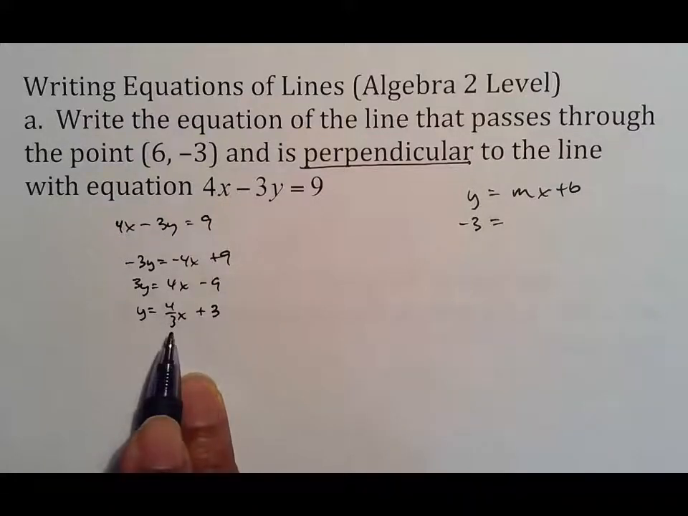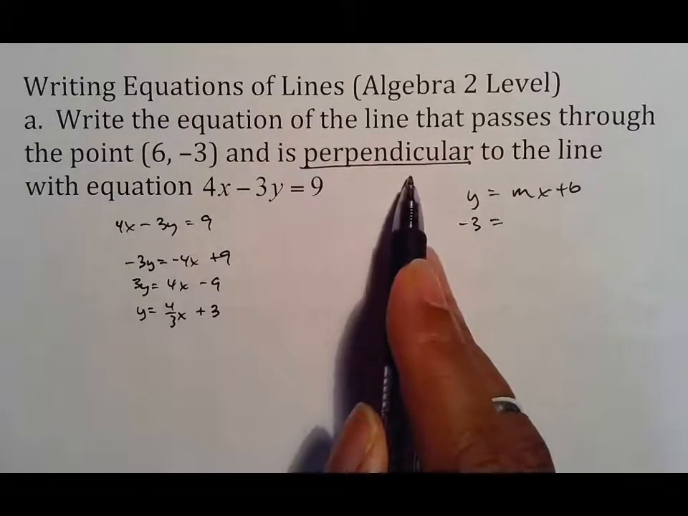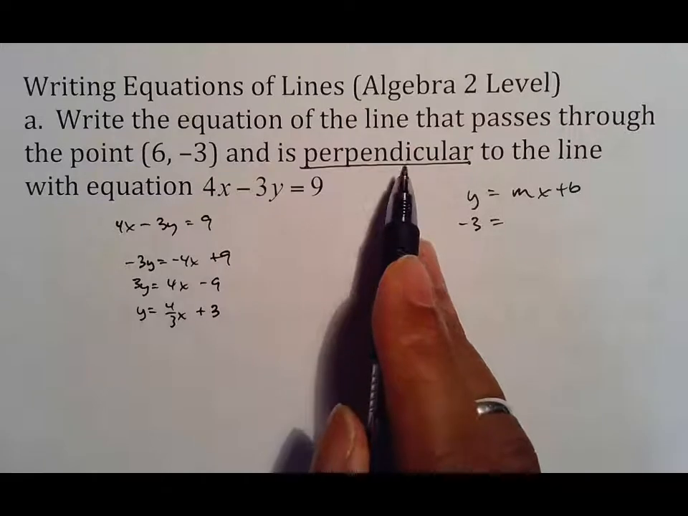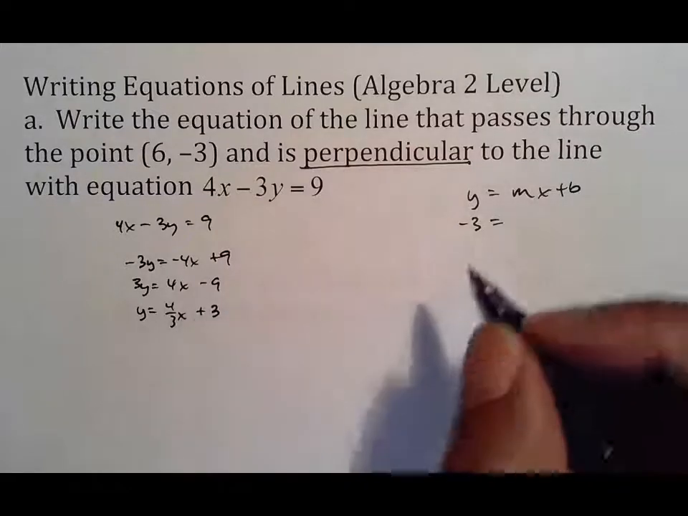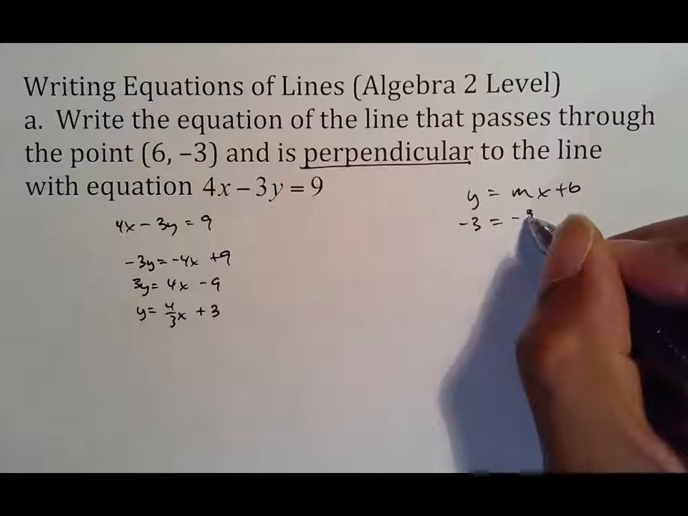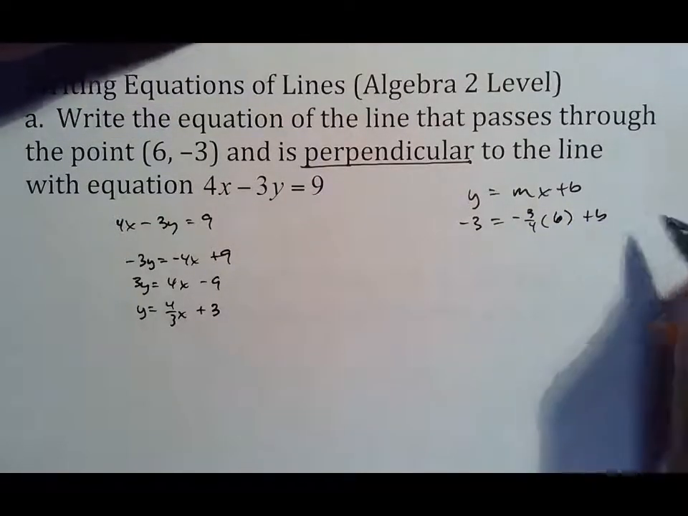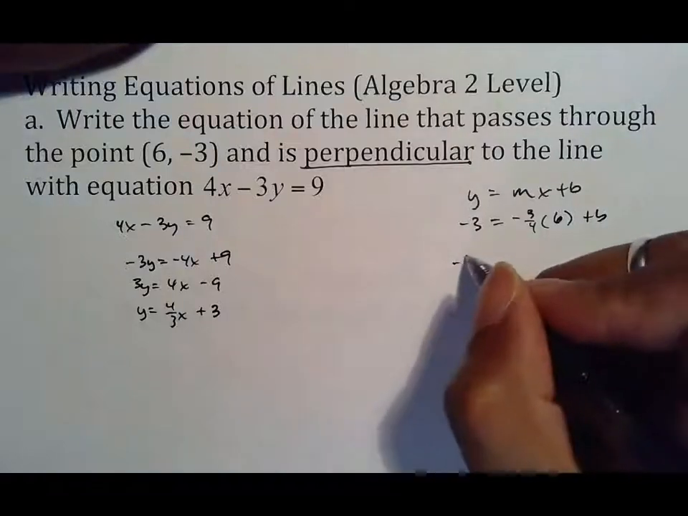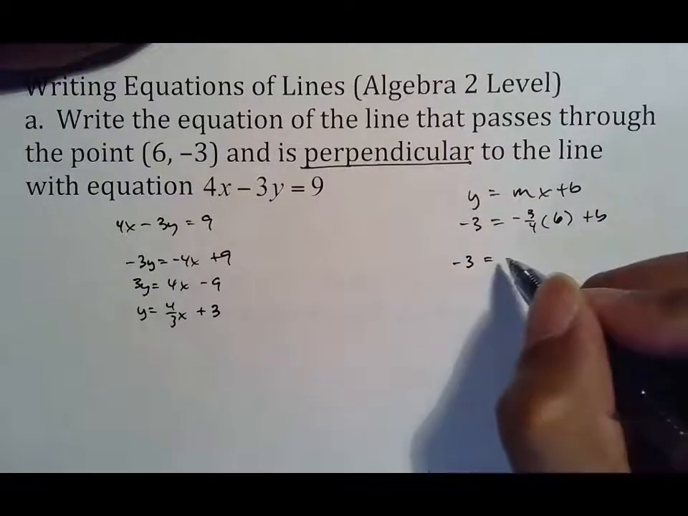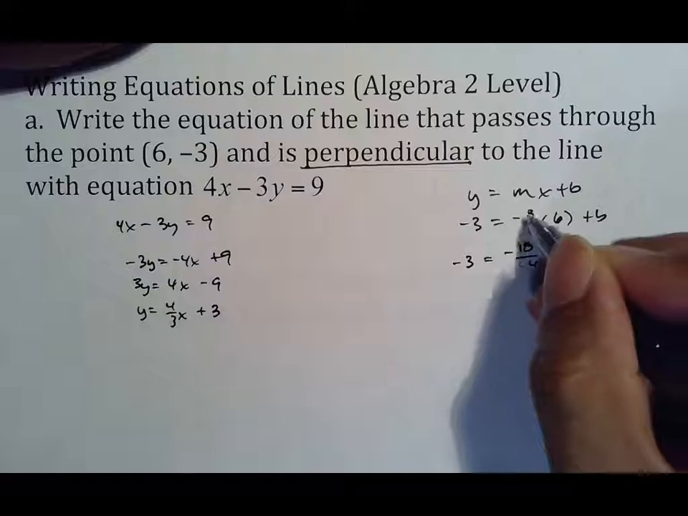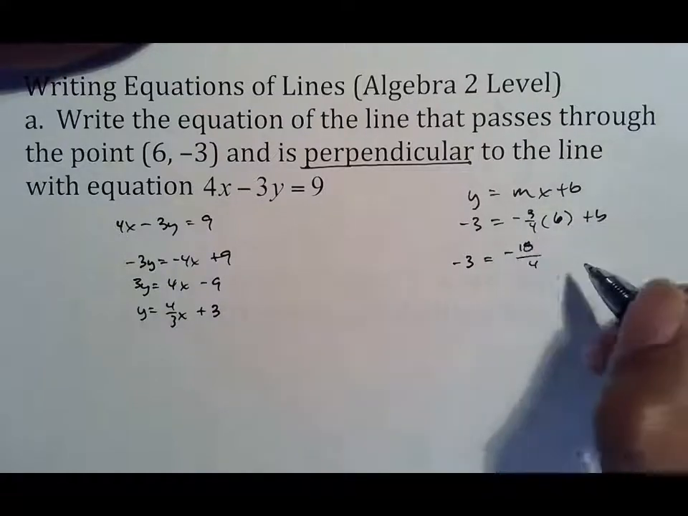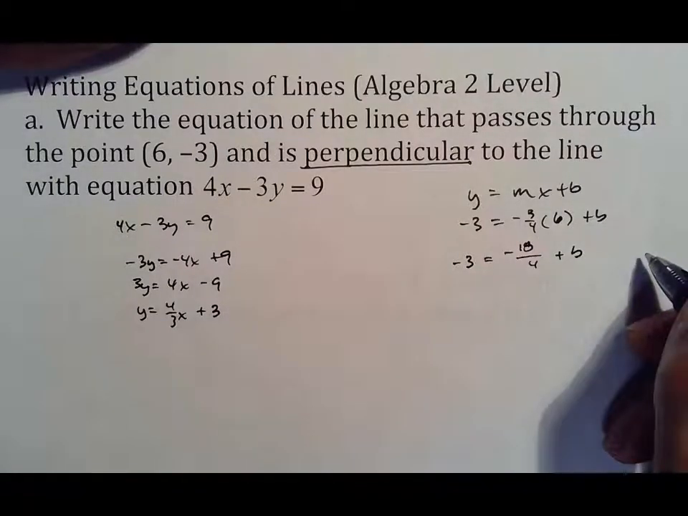Do I want to use 4/3? No. And this is why you have to make sure you know how to do this part. Perpendicular means flip it and switch it, so it would actually be negative 3/4 times x, which in this case is 6, plus b. That means that negative 3 is equal to negative 18 over 4, because remember I want to move the negative to the top, plus b.